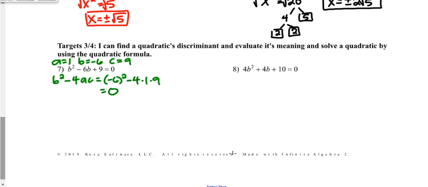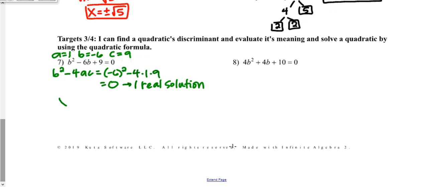If you get a discriminant of 0, that means that there is one real solution. And we'll circle back to that to see if that's actually the case. It should be. So then we're going to do the entire quadratic formula and finish solving. So we have x equals negative b, which would be positive 6, plus or minus the square root of the discriminant, all over 2 times a, which would just be 2.